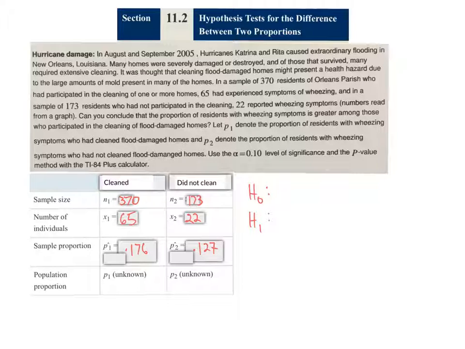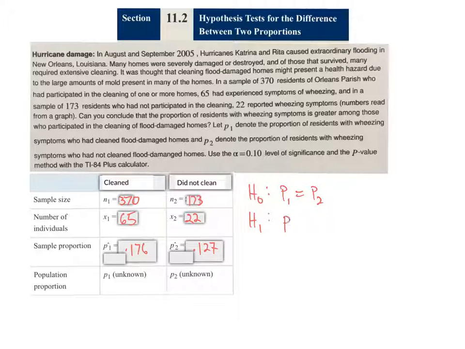All right, so for H naught, remember you have to figure out what you are testing here. So we're testing proportions, and we're saying the proportion of the first group for our null hypothesis is no different than the proportion of people who had wheezing problems from that second group. We're saying there is no difference.